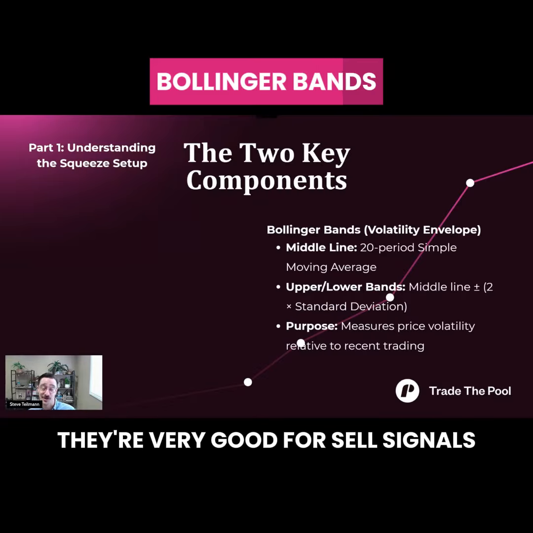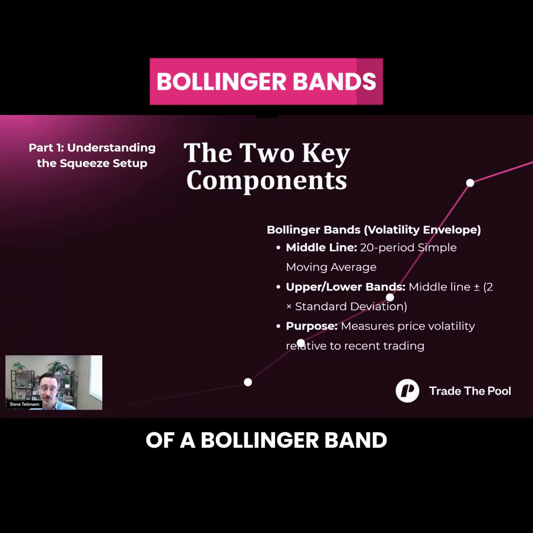They're very good for sell signals. So those are the components of a Bollinger Band and what they represent. And their purpose is, like I said, just measuring that price volatility relative to recent trading.